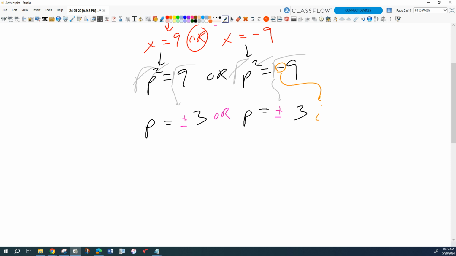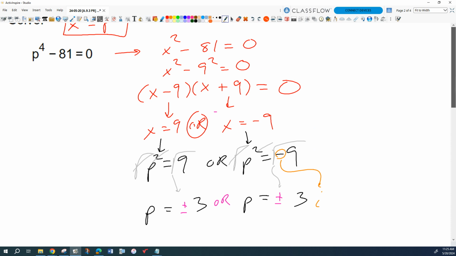Now, how many total solutions did I get? The total solutions. 4. Yep, good. I got 2 here and 2 there. What are all the values P could have? Well, it could be positive 3, negative 3, or positive 3i, or negative 3i. Okay, make sense?